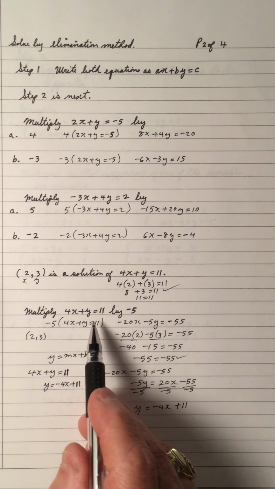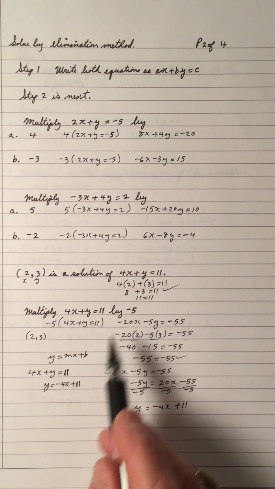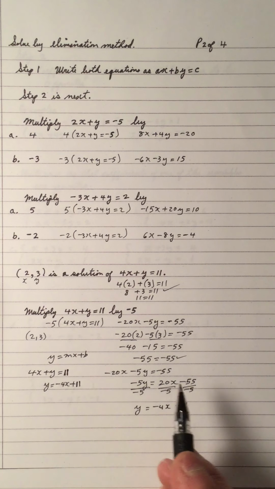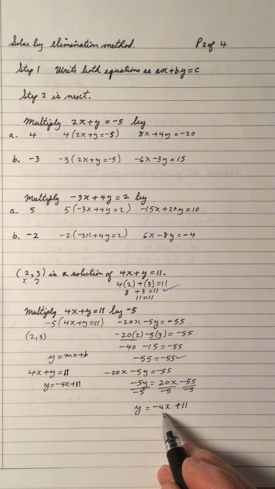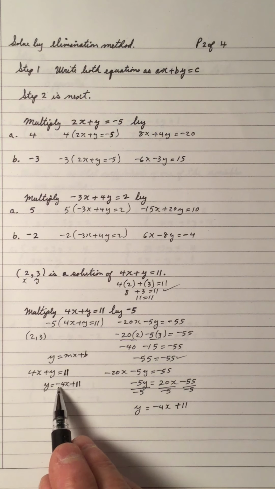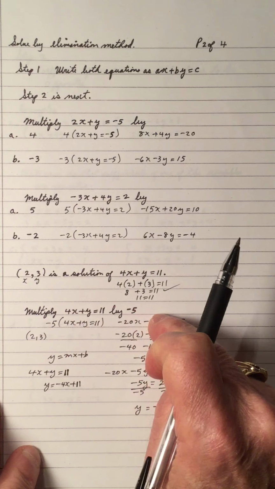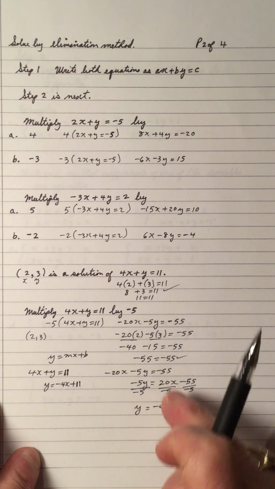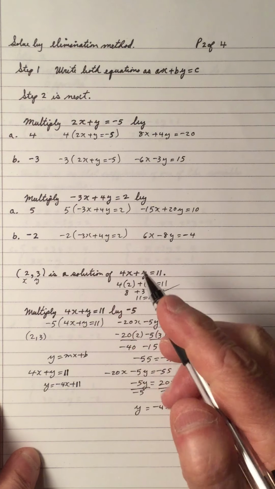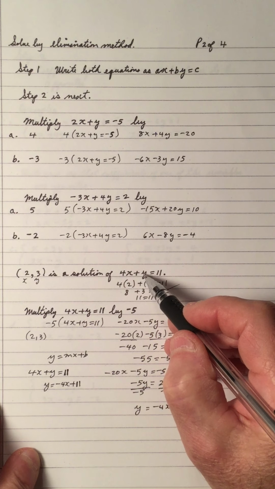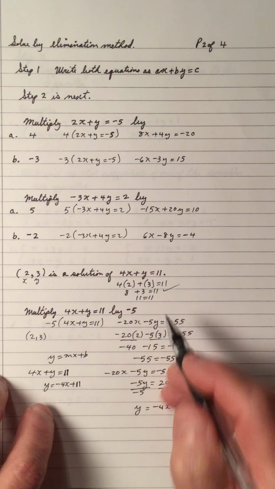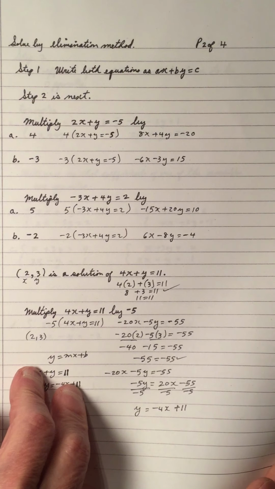So notice these two equations look different, but when I solve the equations for y, they become the same line because the two have the same slopes and the y-intercepts are the same. So these two equations represent this line. Whatever point satisfies this equation will also satisfy this equation. Let's continue.